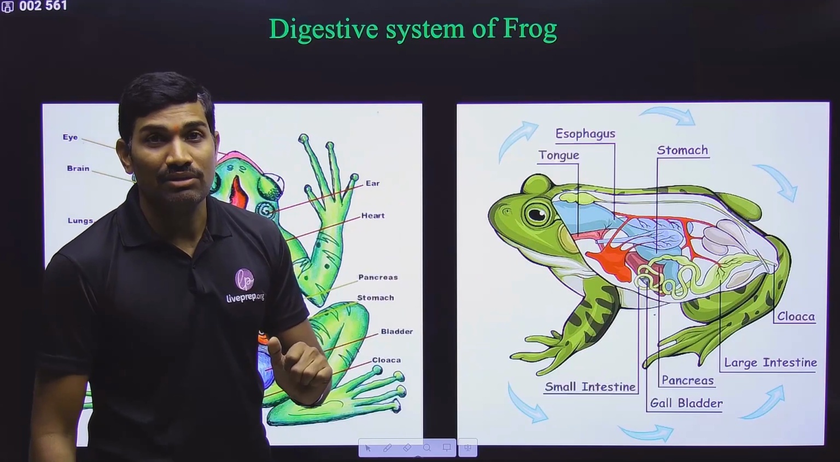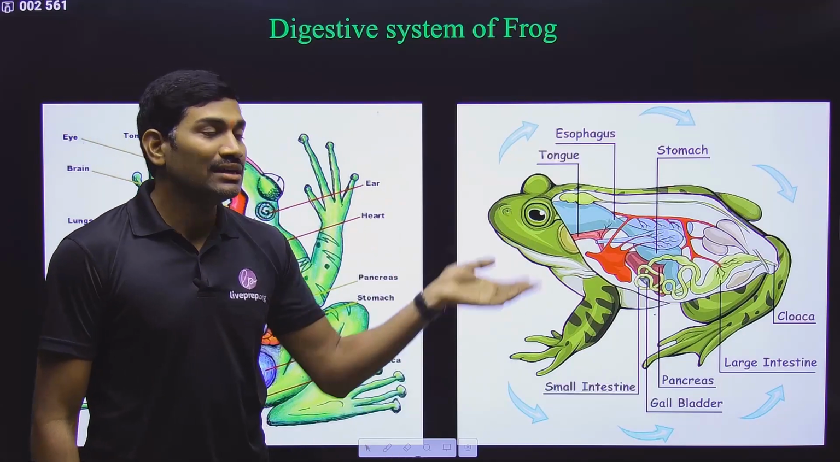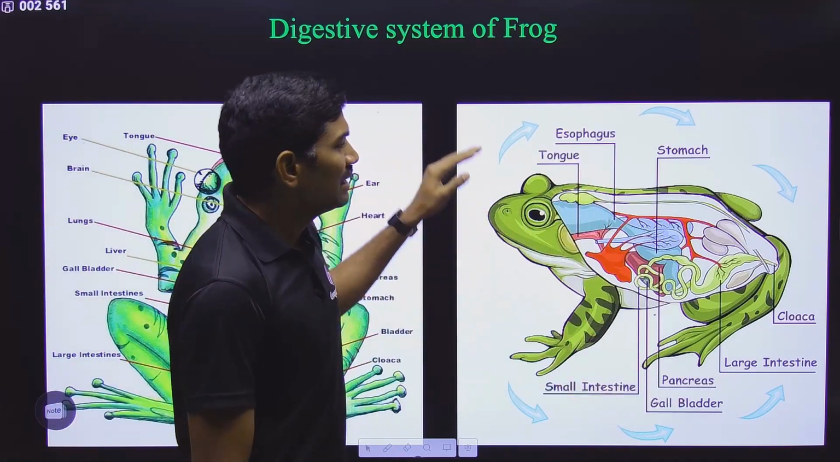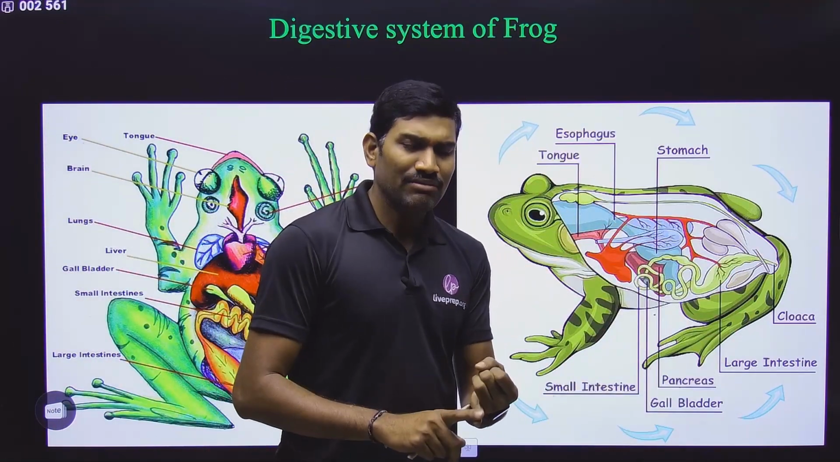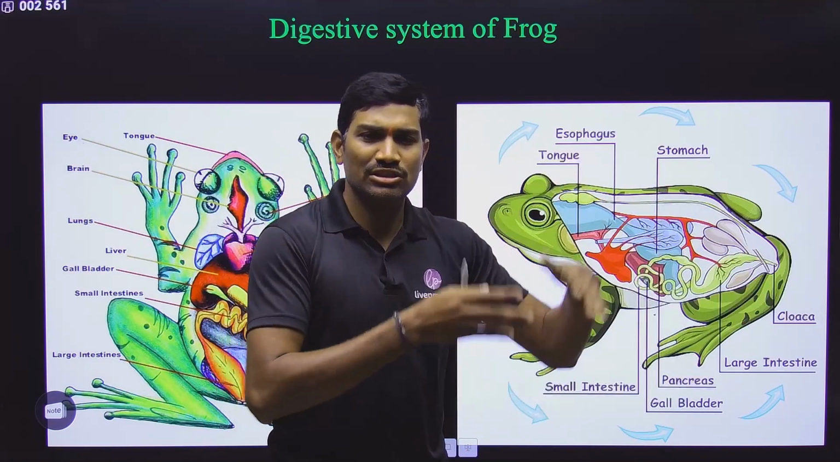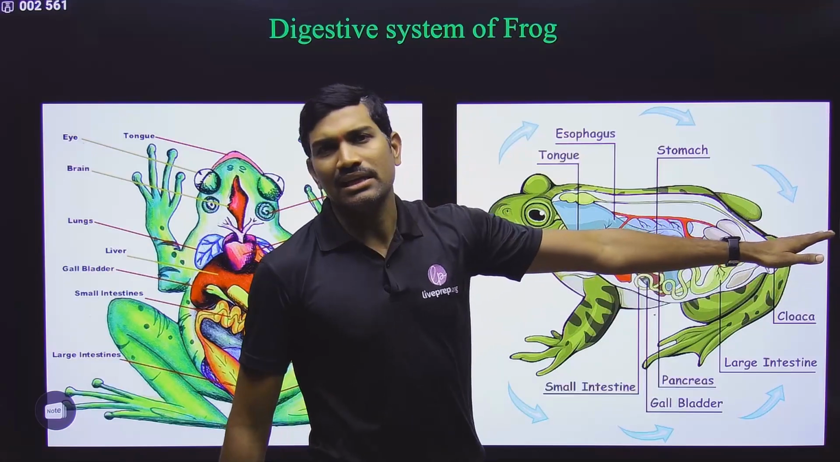Then who will produce saliva? Salivary glands are absent, okay, but who is producing saliva? Tongue itself is producing the saliva. This is one important point you need to remember. But remaining information, that liver is present, pancreas is present, gallbladder is present, and they are releasing secretions into the digestive system, and remaining information is exactly the same.